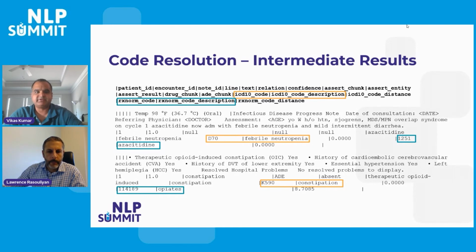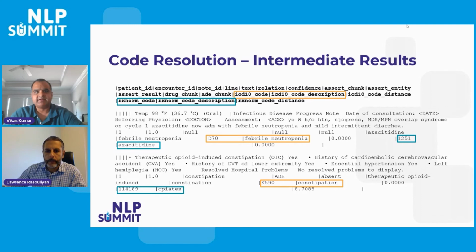And then in the below example, you'll see the first sentence says therapeutic opioid-induced constipation. So there's an adverse drug event caused by opioids. And then in the orange box below, you'll see constipation mapped to its ICD-10 code, K59, and then opiates mapped to its RxNorm code of 114189.